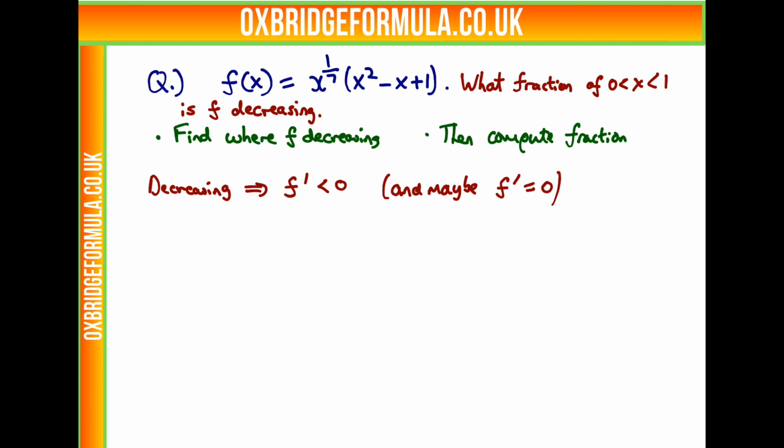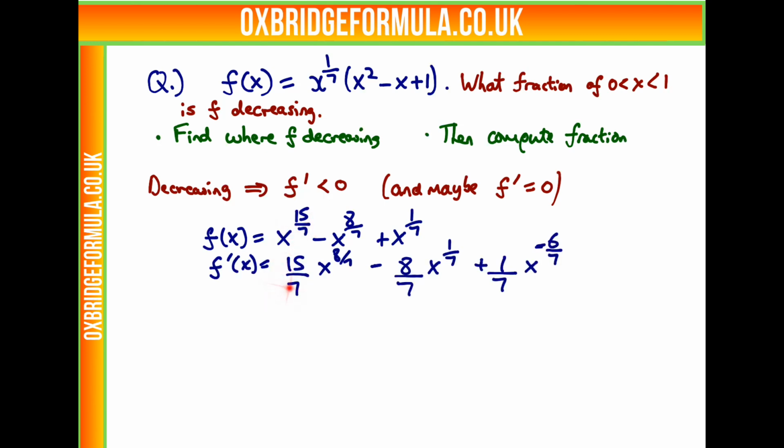So let's work out the first derivative. To simplify f first, we can multiply this x to the power 1 over 7 into our bracket, which gives us this expression. Differentiating this, which we can do term by term, gives us exactly 15 over 7 times x to the power of 8 over 7, minus 8 sevenths x to the power of 7, plus a 7th x to the minus 6 over 7. How might you simplify this?